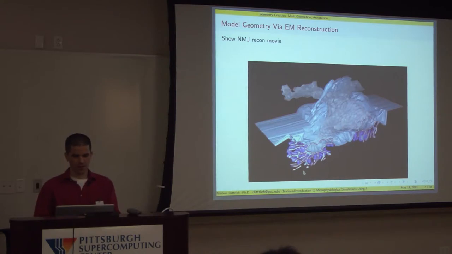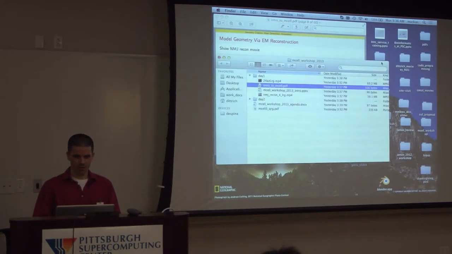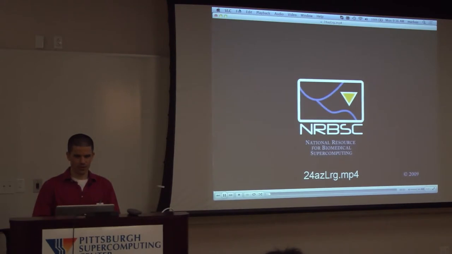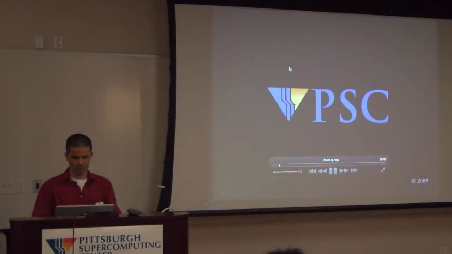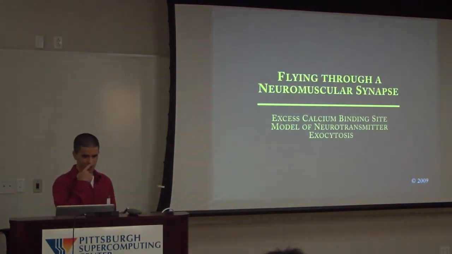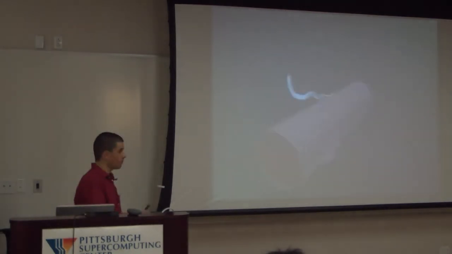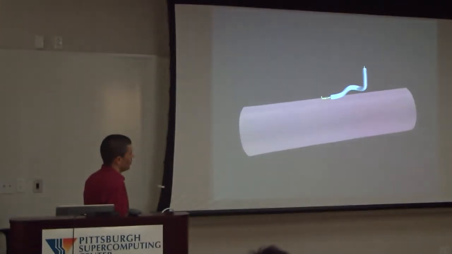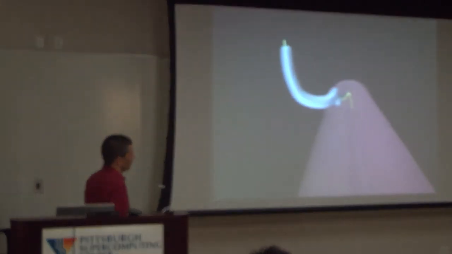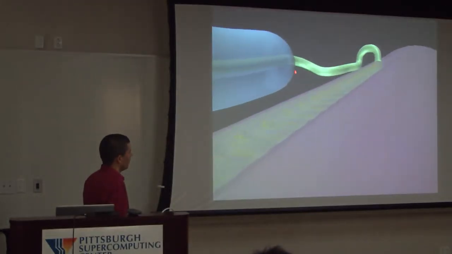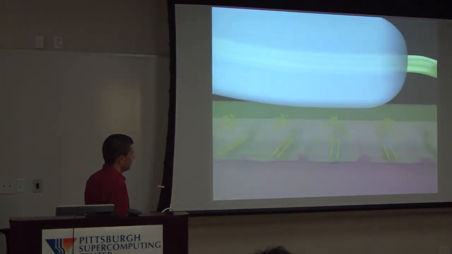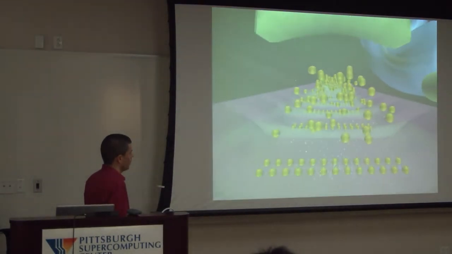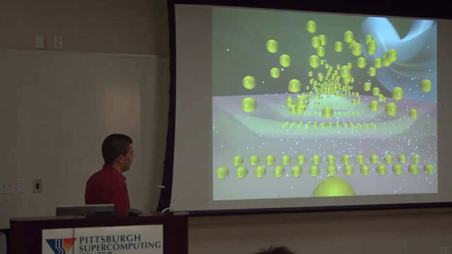And so I think I'm going to try to show you two movies real quick. First, this is a movie of the second approach, where we have built a system in silico. This is a neuromuscular junction. So there's a synapse between an axon, a nerve cell here, and a muscle fiber. This is actually a fly-through running an MCell simulation right now. This system is built using average dimensions from experimental results.